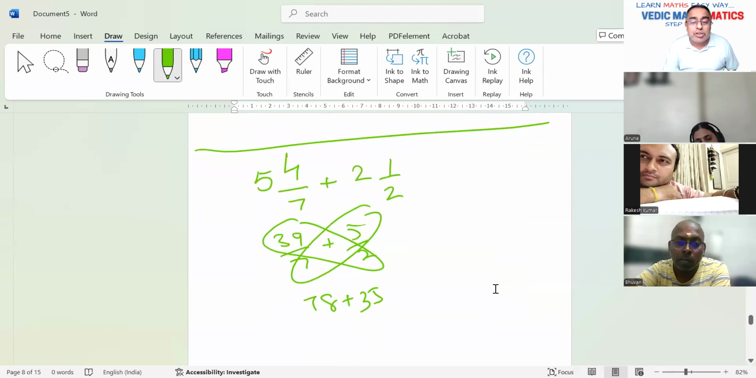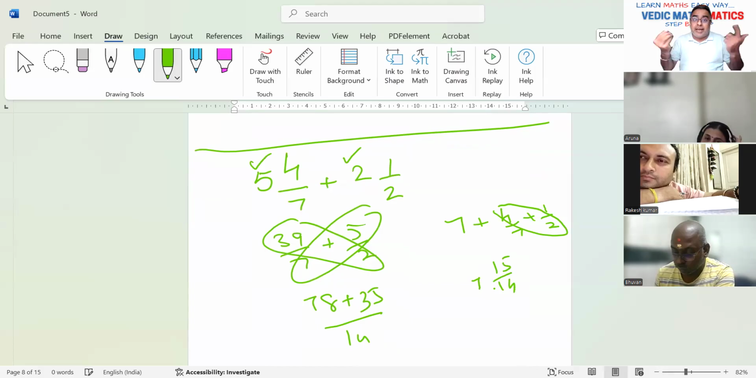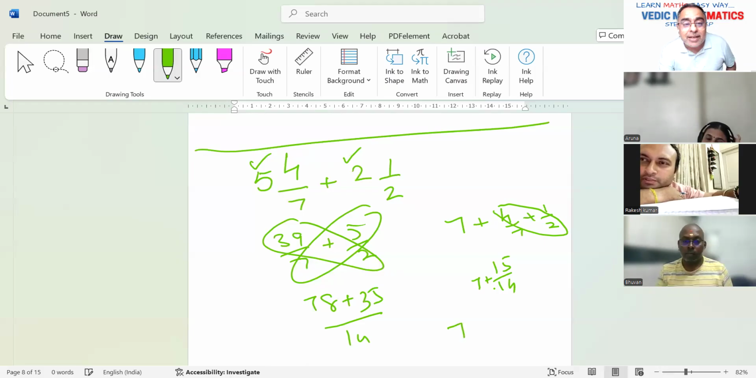Now see how difficult this is becoming. Instead, if we take 5 and 2 as 7, plus 4/7 plus 1/2, now these values are so simple. 8 and 7, 15. So 7 15/14. But again this is not correct. Yes sir, right. 8 1 upon 14. 7 plus 1 we can take out, right? How much is it? 8 1/14.